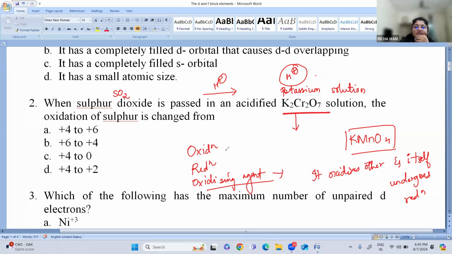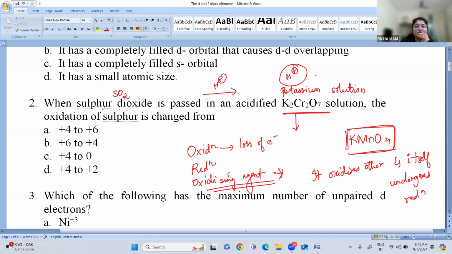Oxidation means loss of electrons. So your K2Cr2O7 oxidizes others. Whatever molecule or compound is present, it will oxidize it. So that compound or molecule will lose electrons and K2Cr2O7 will gain electrons. So this is the meaning of oxidizing agent: it oxidizes other compounds and itself undergoes reduction.